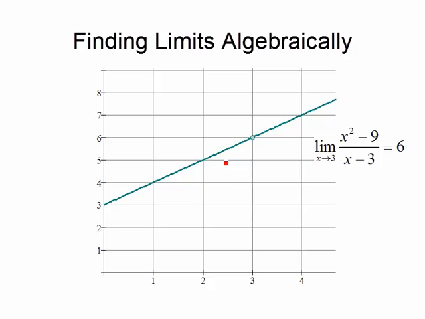Now, if you look at the graph of this, you'll see that you get a straight line, but at 3, there's a little open hole here because this was undefined at 3. But notice what happens. As we get closer and closer to 3, from either side, the function gets closer and closer to 6. And so it matches up with the value we just got from algebra.